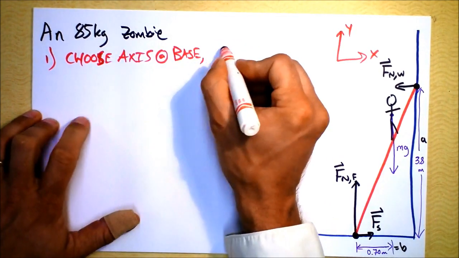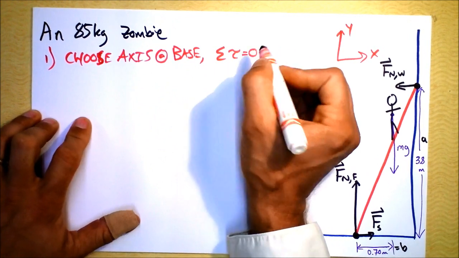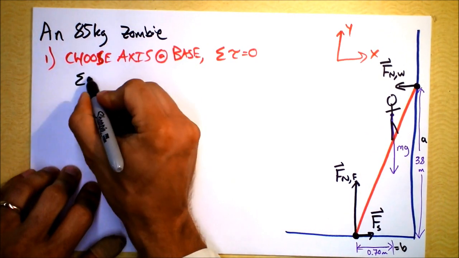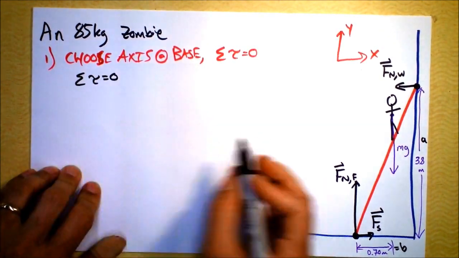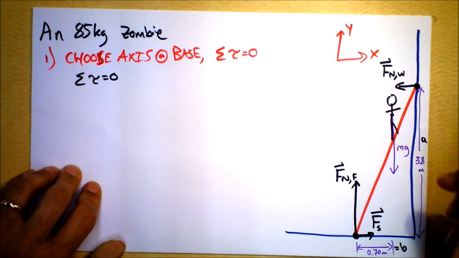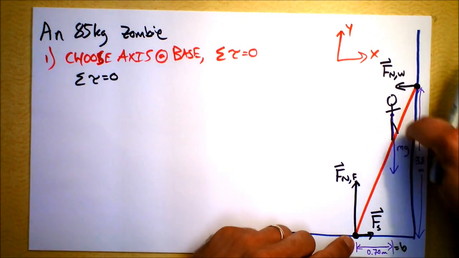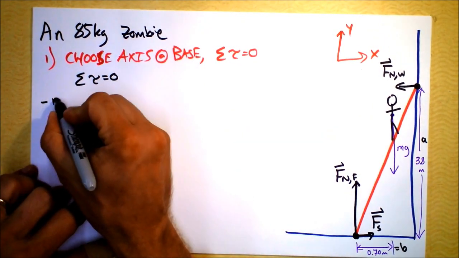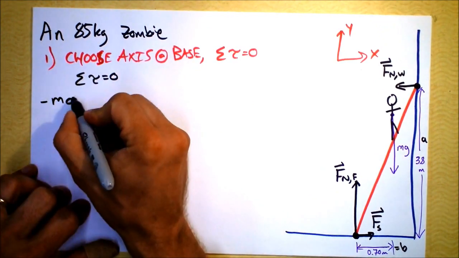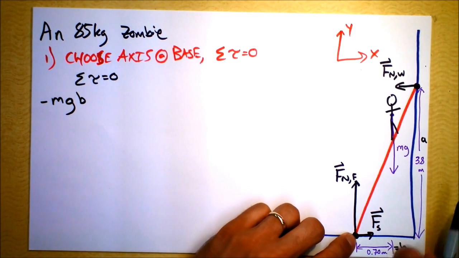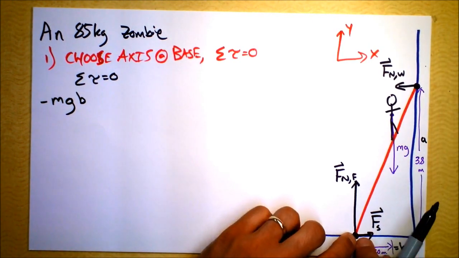Okay, and then net torque equals 0. And our equation that we'll get from step one will look like this. The net torque equals 0. So there is a torque from the weight of the zombie, and that torque tends to cause, about this point, a clockwise rotation, so it's negative. We're going to write negative m times g times the distance b. That's the distance, the normal distance that that force acts away from the axis of rotation.